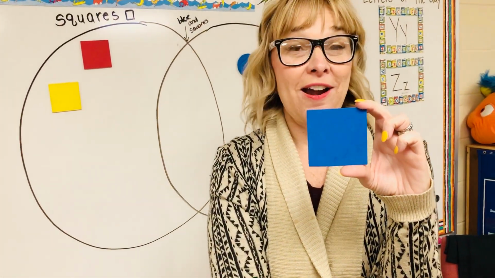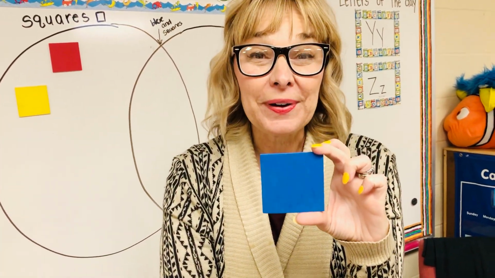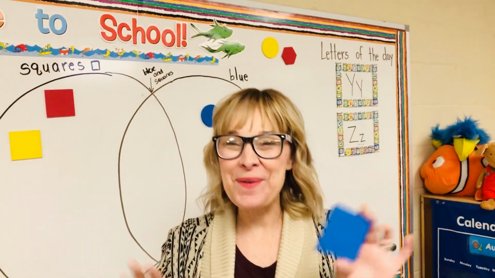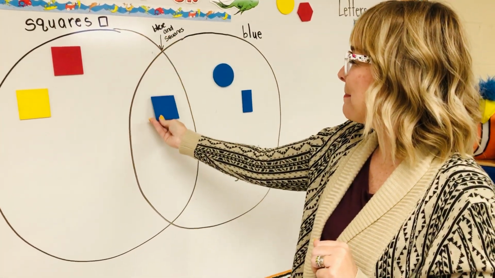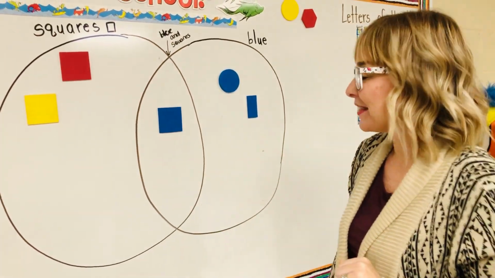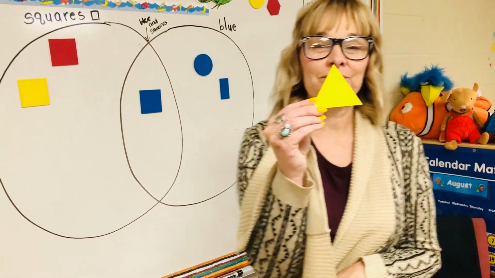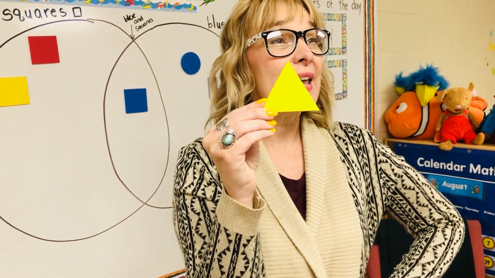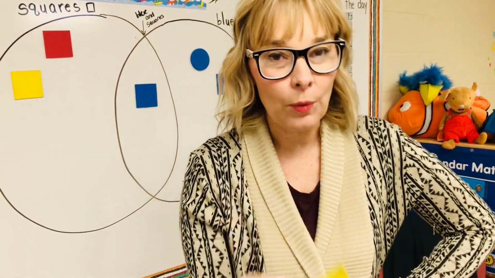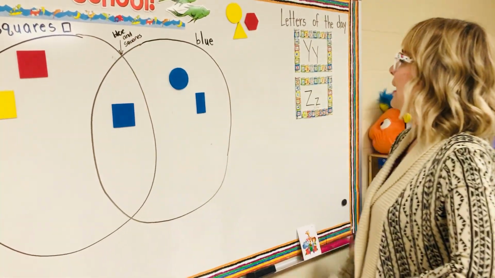Is it a square? Yes, all four sides are the same. Is it blue? Woo! We found a blue square. Guess what? It's a square and it's blue. It gets to go in the middle. That is the life of the party today. How about this guy? Is it blue? Is it a square? Wah, wah, wah. You can't come to the party. Over here you go. The triangle cannot come.